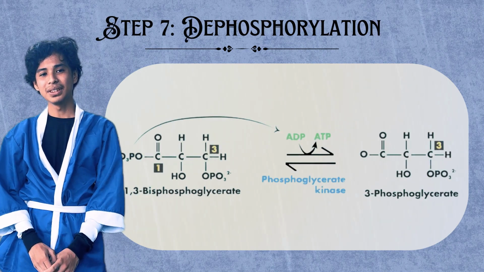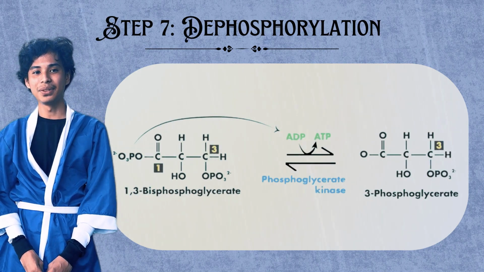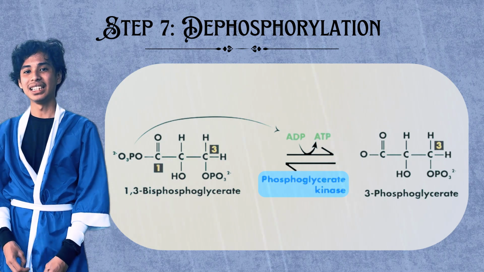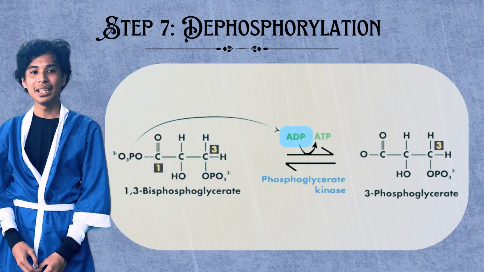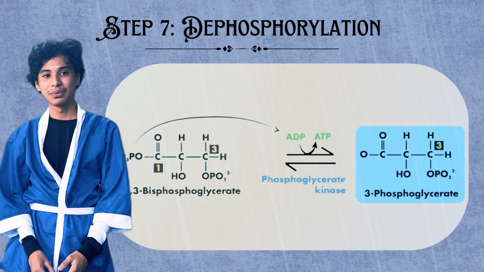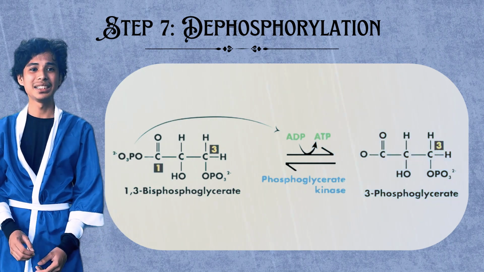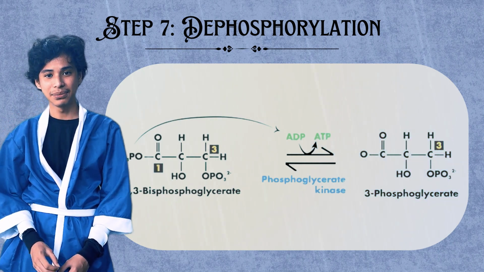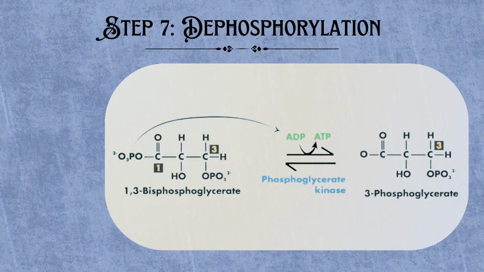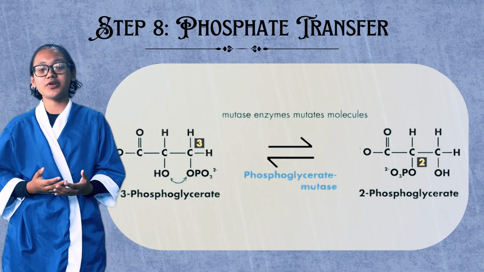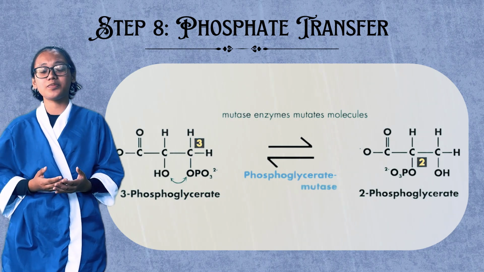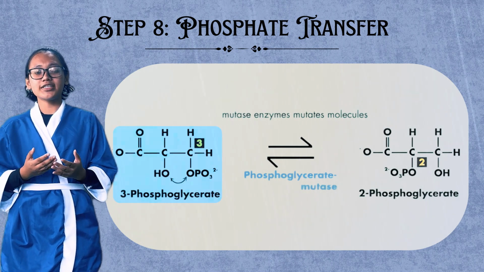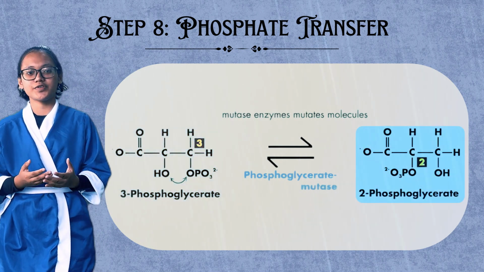Moving on to step 7, which is known as dephosphorylation. A kinase transfers a phosphate from 1,3-bisphosphoglycerate to ADP to form ATP and 3-phosphoglycerate. This step is reversible even though ATP is formed. The next step, phosphate transfer, involves a mutase reaction. It moves the phosphate in the third carbon of 3-phosphoglycerate to the second carbon position to form 2-phosphoglycerate.